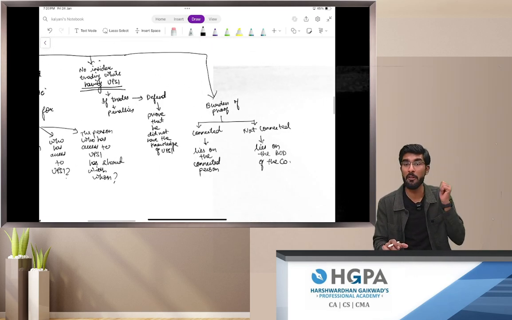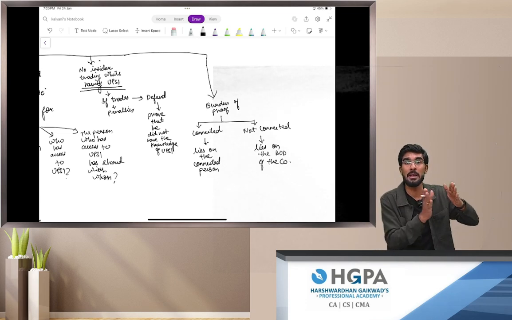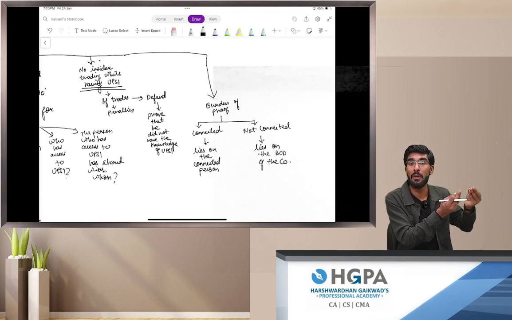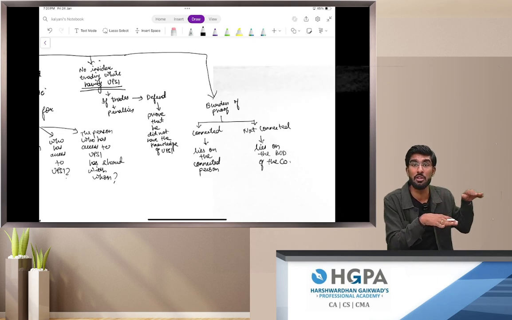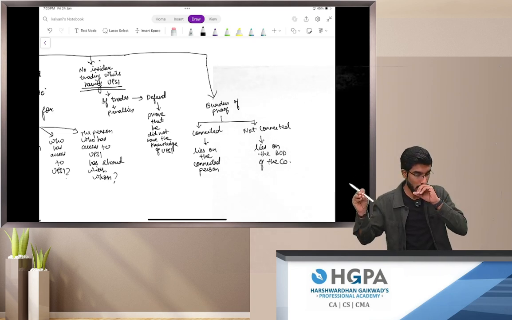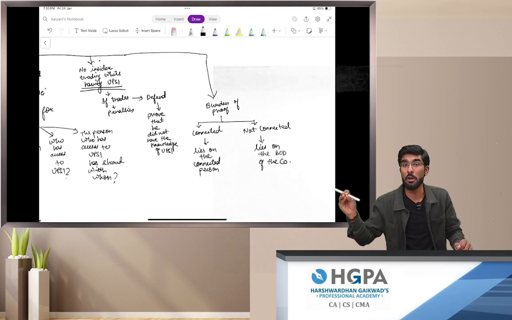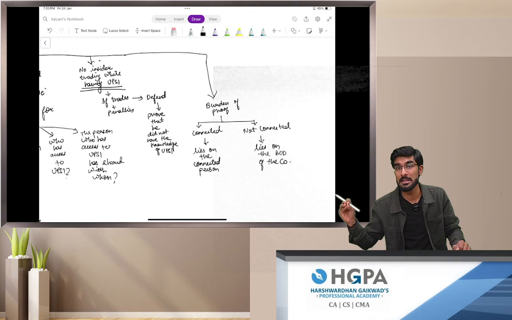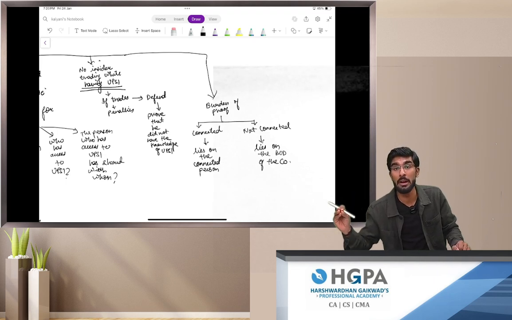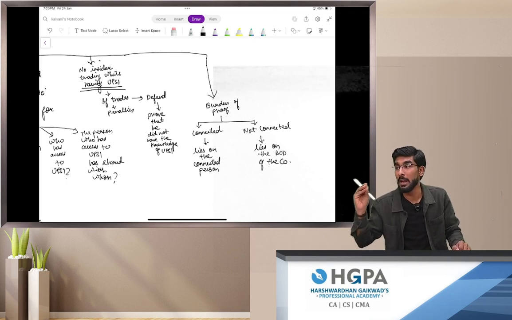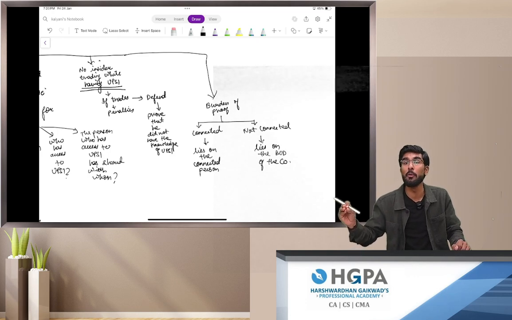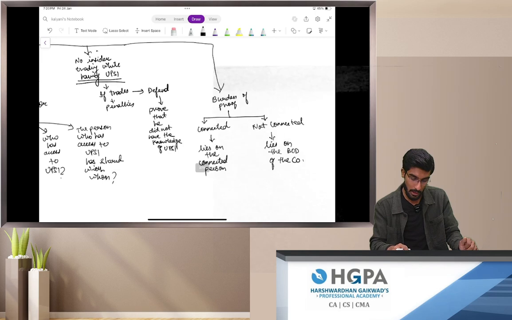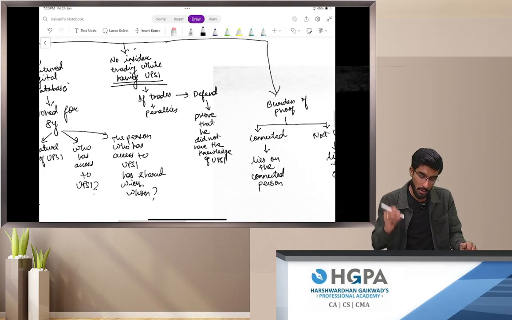Number 1 is burden of proof. If he is a connected person, then the burden of proof lies on the connected person that he did not have access to UPSI. If a person who is not connected is accused of trading while having the UPSI, then the burden of proof lies on the board of directors.